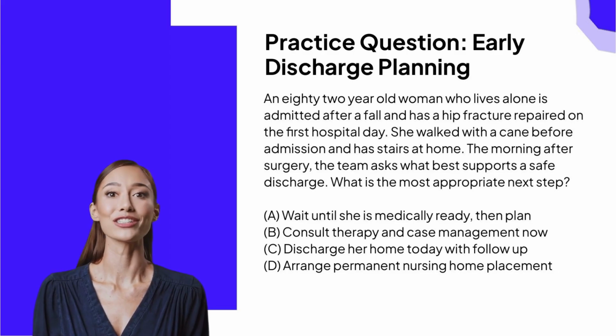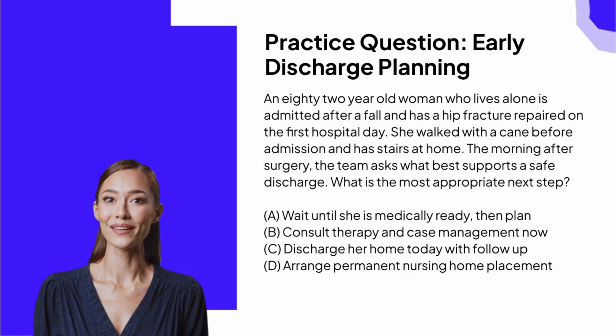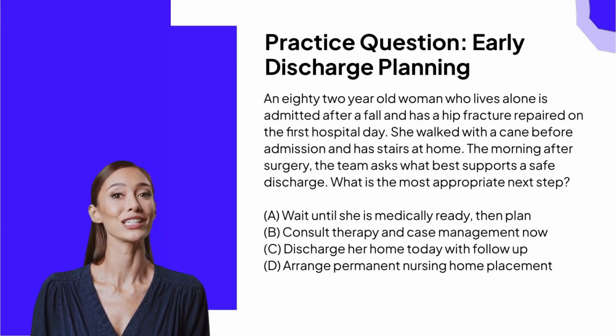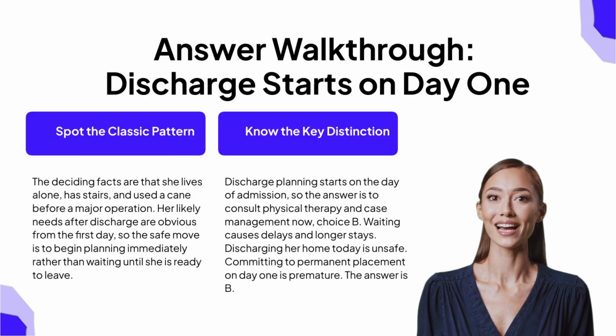As you weigh the choices, notice 2 things. Her needs after discharge are already obvious. She lives alone, she has stairs, and she just had major surgery on her hip. And the question is asking about timing, which is really asking when good discharge planning should begin. Let us break down this answer.